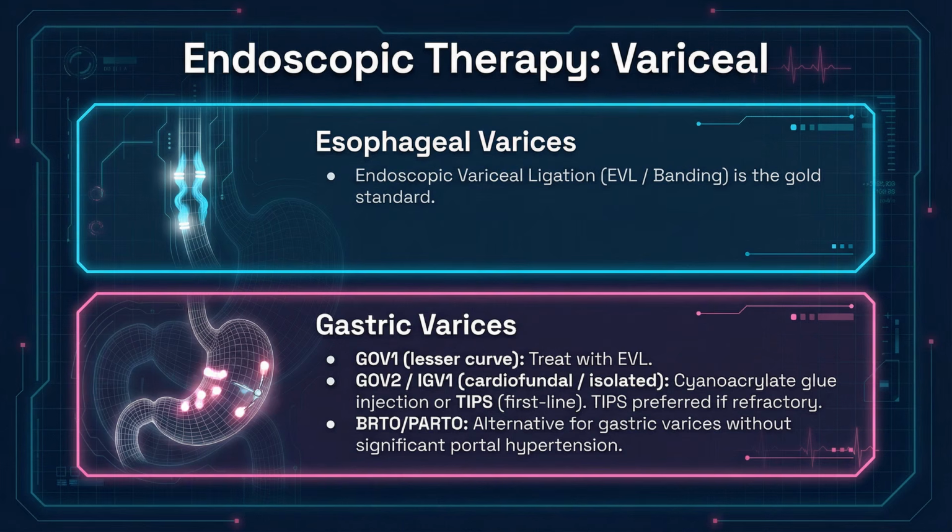However, for cardiofundal or isolated gastric varices, GV2 or IGV1, the AASLD and Baveno 7 guidelines recommend either cyanoacrylate glue injection or a TIPS procedure as first-line options. TIPS is especially preferred if the bleeding is refractory or recurrent. An alternative for gastric varices is BRTO, or balloon-occluded retrograde transvenous obliteration, especially in patients without significant portal hypertension.